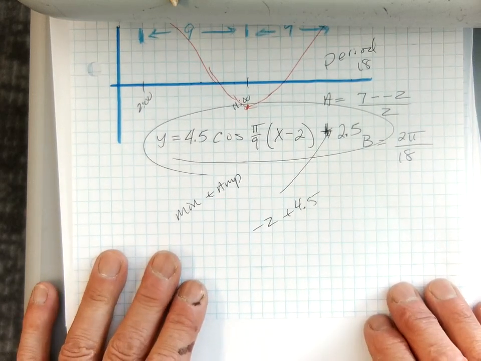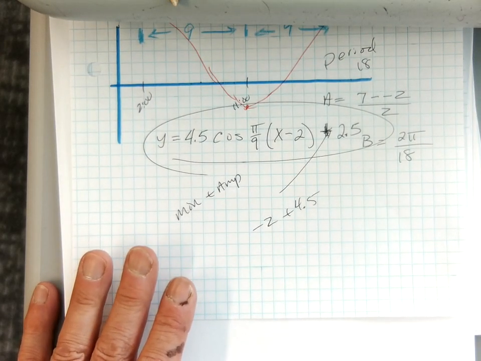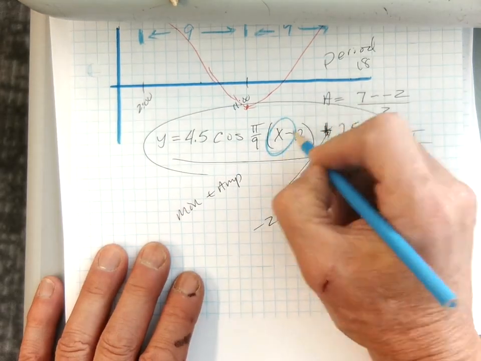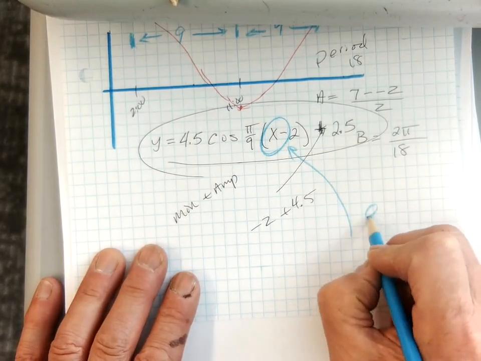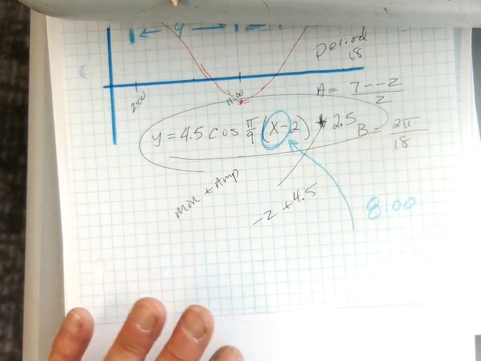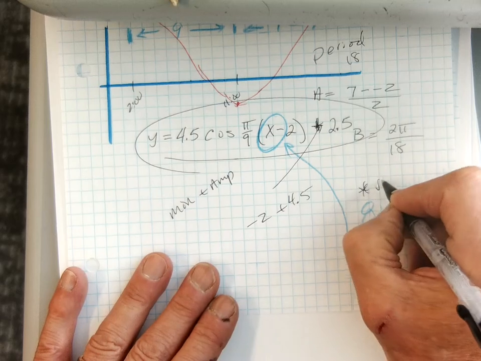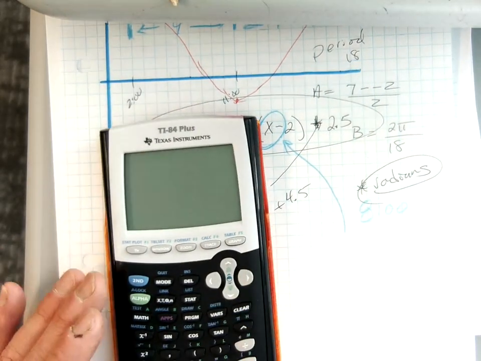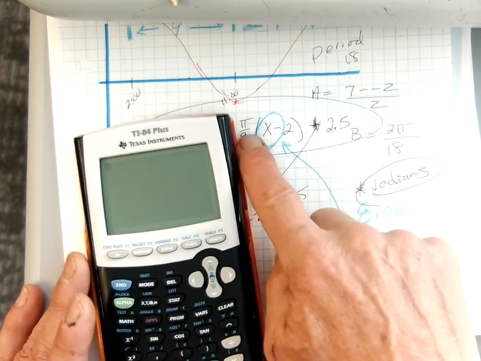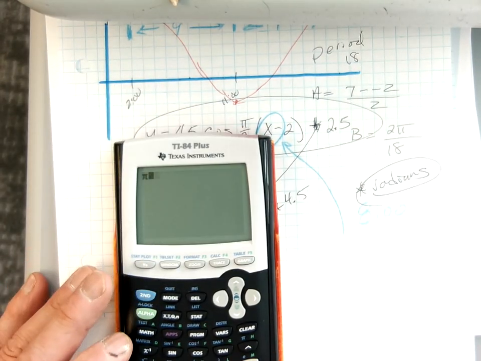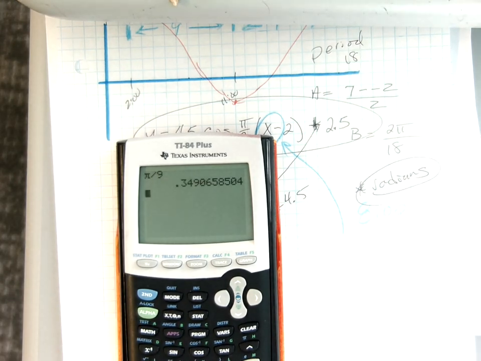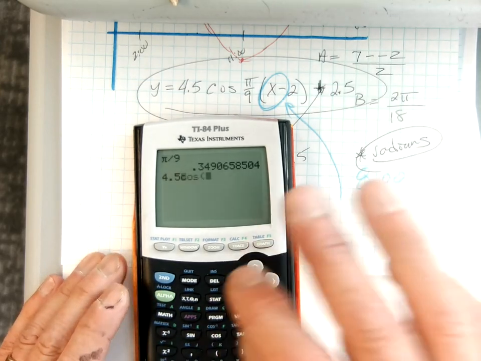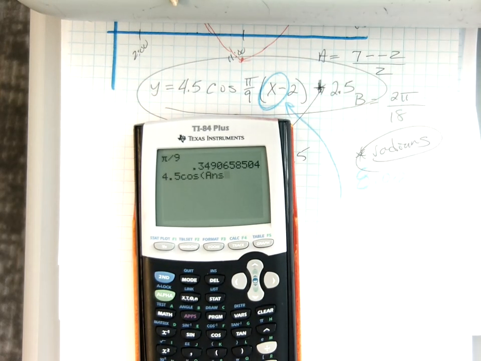Now finally, to put in 8 o'clock, I'm going to put an 8 right there. On my calculator, a couple of things: make sure you put it in radians. I've got to make sure I'm in radians to do this. To make it easy for me, this is what I like to do. I'm going to take this pi ninths and put it in my calculator. So there's my decimal, there's my pi ninths, right? So I'm going to go 4.5 cosine, answer, because there's my pi ninths.